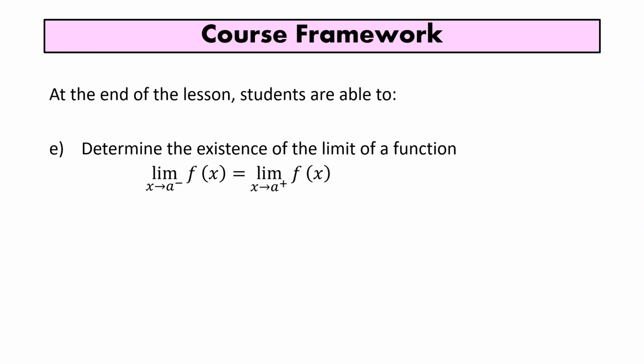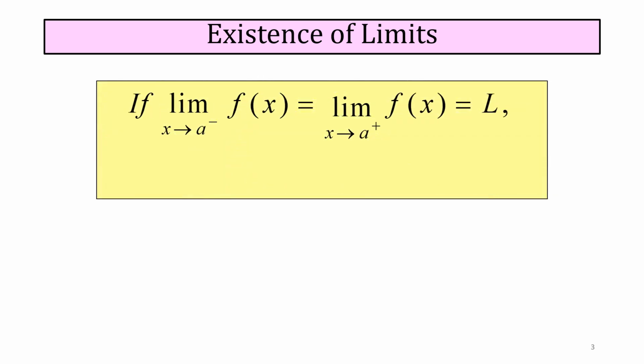At the end of this video, you should be able to determine the existence of the limit of a function where the limit as x approaches a from the left of f(x) is the same as the limit as x approaches a from the right of f(x). Existence of limit: if the limit as x approaches a from the left is equal to the limit as x approaches a from the right, for example, the value is L, therefore, we can conclude that the limit as x approaches a of the function f(x) is equal to L.